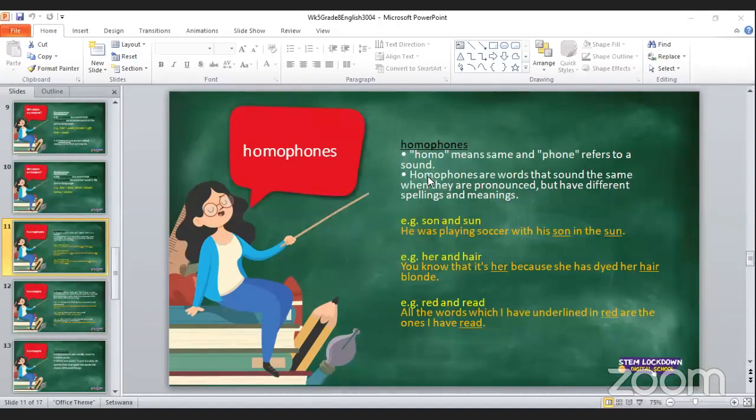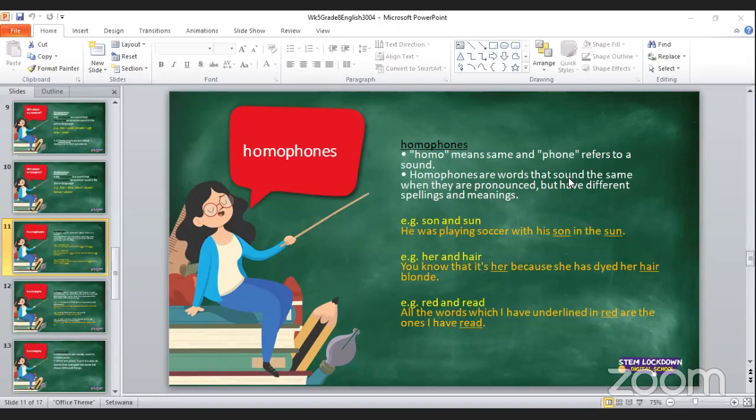Remember, before I move to the next section, that homophones are words that sound the same when they are pronounced, but they have different spellings and meanings, right? Remember, homo means the same, phone has to do with sound. So homophones are words which have the same sound. They sound the same when you hear them, when you say them, when you pronounce them. But when you write them down, you use different spellings and they have different meanings. So those are homophones, right?